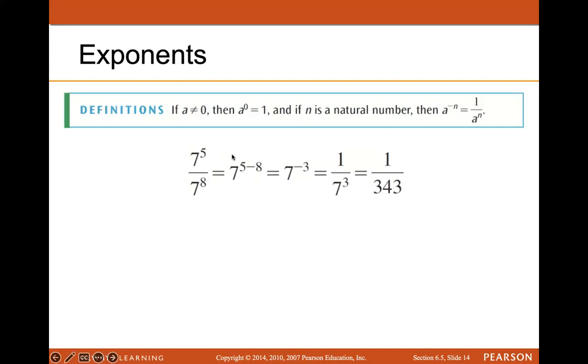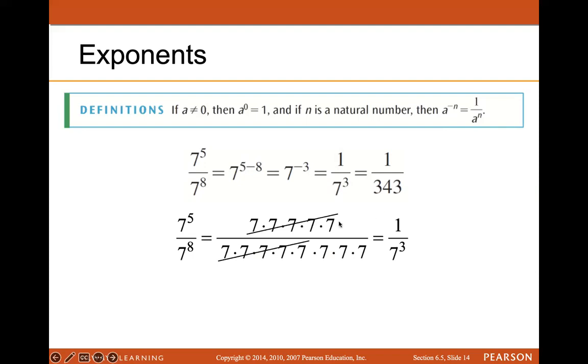So here's an illustration of how that works, followed by why it works. 7 to the 5th divided by 7 to the 8th, according to the quotient rule, would be 7 to the power 5 minus 8. 5 minus 8 is negative 3, and now according to this rule, 7 to the negative 3 should be equal to 1 over 7 to the 3, which is 1 over 343.